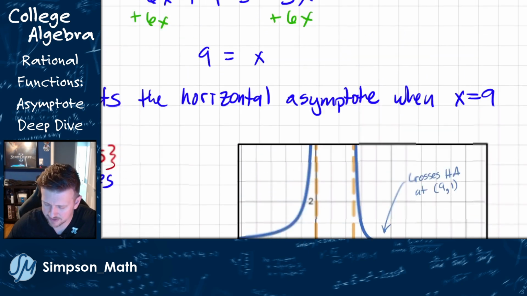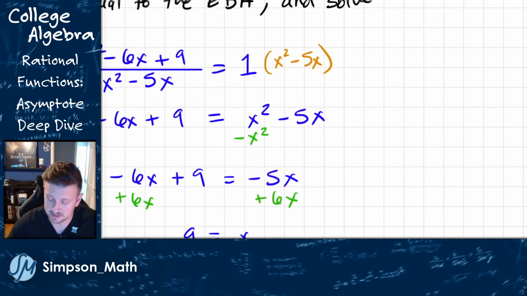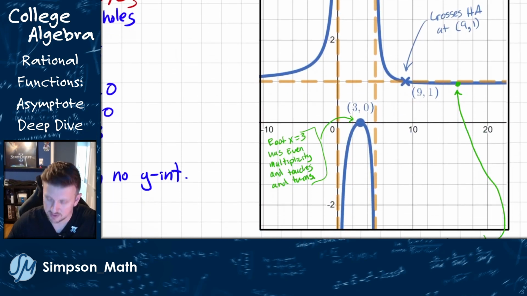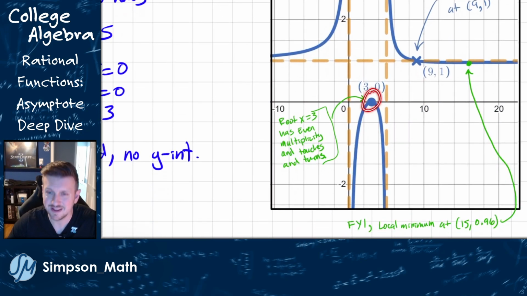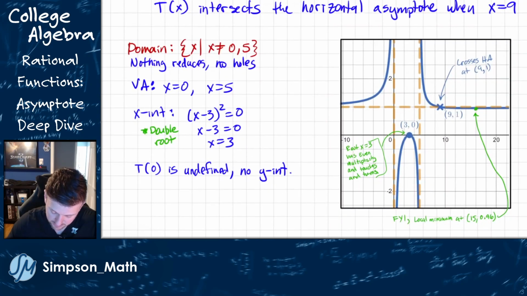Another interesting thing: look at my numerator here. When I factor this, I get (x minus 3) squared because it was a perfect square trinomial. So look at the x-intercept. It has multiplicity of 2. It's a double root. It touches and turns. So our understanding of roots and multiplicities still applies. And if you plug in 0 for the function, it's an undefined statement, so that's why there's no y-intercept. Also, we have a vertical asymptote at 0, so we knew that was going to happen.